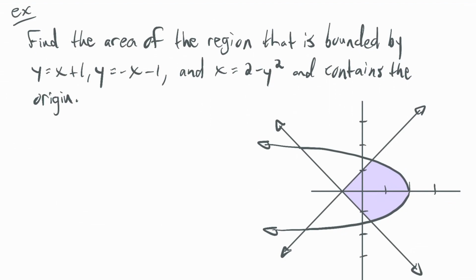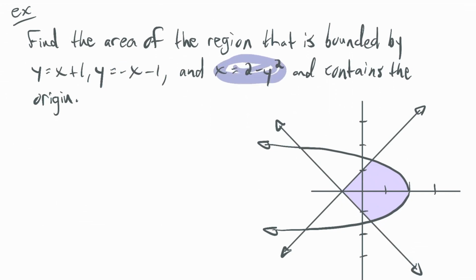So now we're going to find the area of this region that's bounded by 3 functions. Well, I say functions, I'll clarify in a second. We've got y equals x plus 1. That is this guy here, right? Slope 1, straight line. y equals negative x minus 1. That is this one right here. Slope negative 1, straight line. And those are both functions, of course.